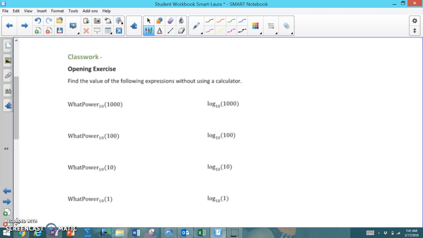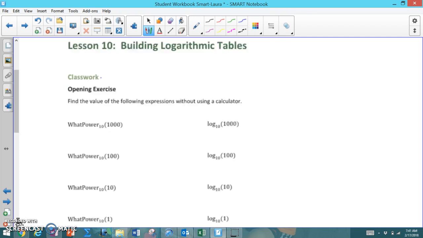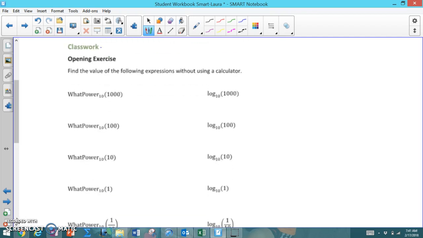Today I am going to give you some of the key concepts that we talked about in Lesson 10 of the Eureka Pilot, Building Logarithmic Tables. The opening exercise had us explore a pattern, and so I'm only going to focus on the right column.